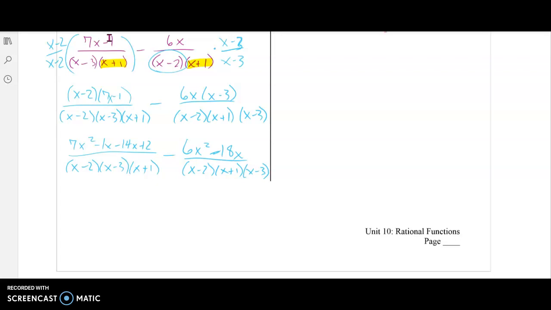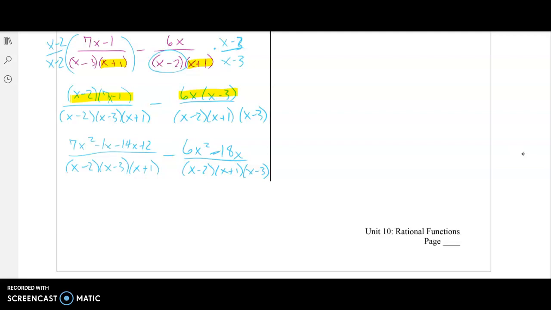So take a look at the steps that I just did, okay? When multiplying the numerators, I left them as binomials, x minus 2 times 7x minus 1. And I did the same thing on the right. I left the 6x times x minus 3 in parentheses. I didn't actually multiply them together yet. But now the denominators are the same. Note that these three factors in the denominator are the same as these three factors in the denominator. So that's a good thing for us. And even though they're not necessarily in the same order, that's okay.